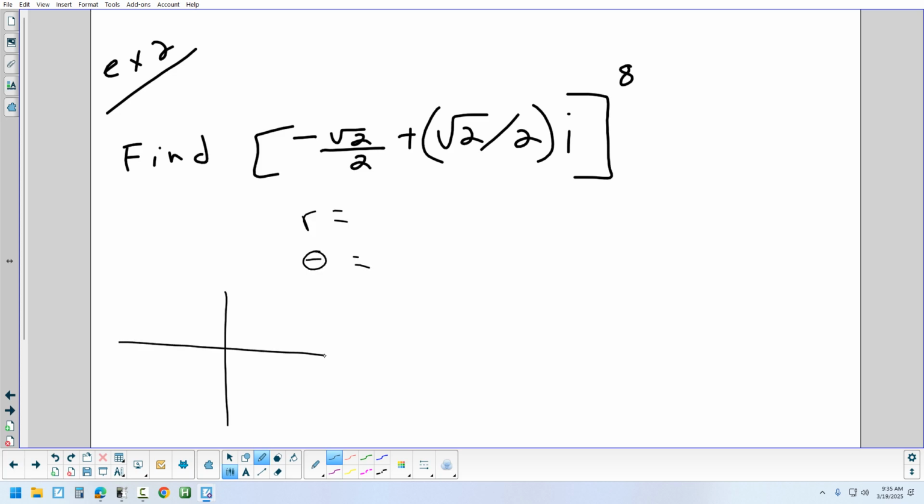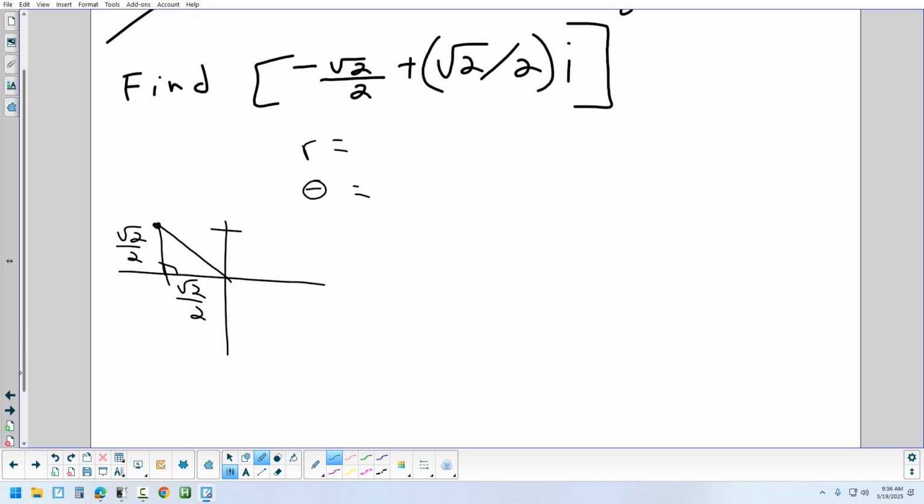Draw this out. We've got a negative root 2 over 2, positive root 2 over 2. So we're somewhere right about there. We do Pythagorean theorem on that. What's root 2 over 2 squared? 1/2. Because if you square the top, you get 2. If you square the bottom, you get 4. 2/4 is a half.